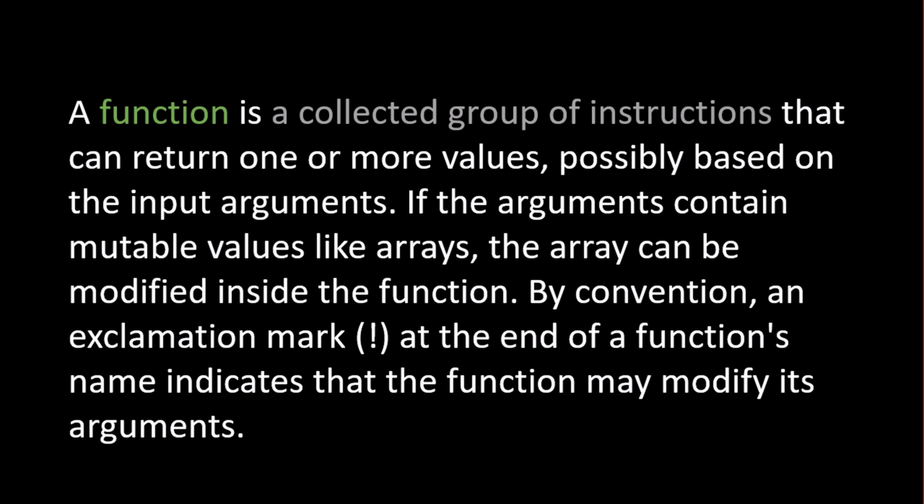Now we are going to talk about functions in Julia. But what is a function? A function is a collected group of instructions that can return one or more values, possibly based on the input arguments. If the arguments contain mutable values like arrays, the array can be modified inside the function. By convention, an exclamation mark at the end of a function's name indicates that the function may modify its arguments.